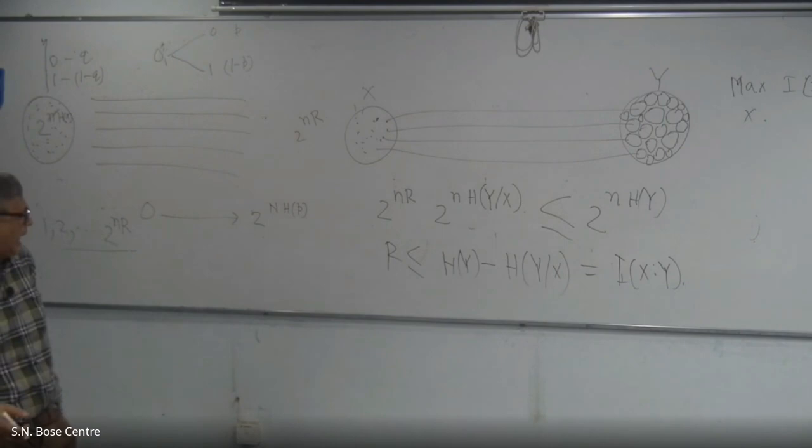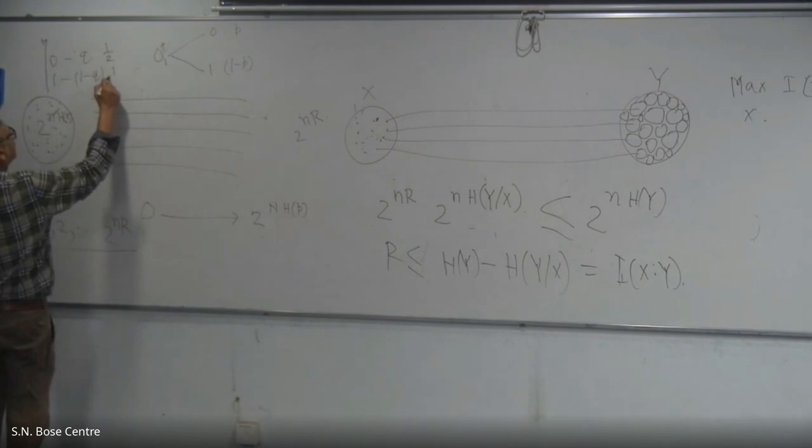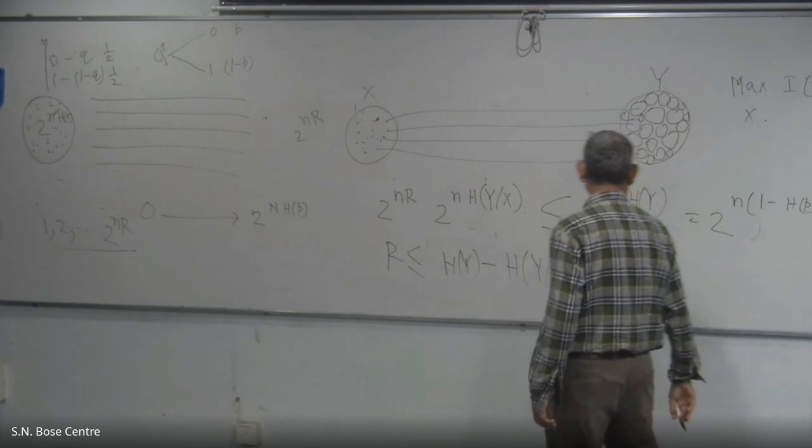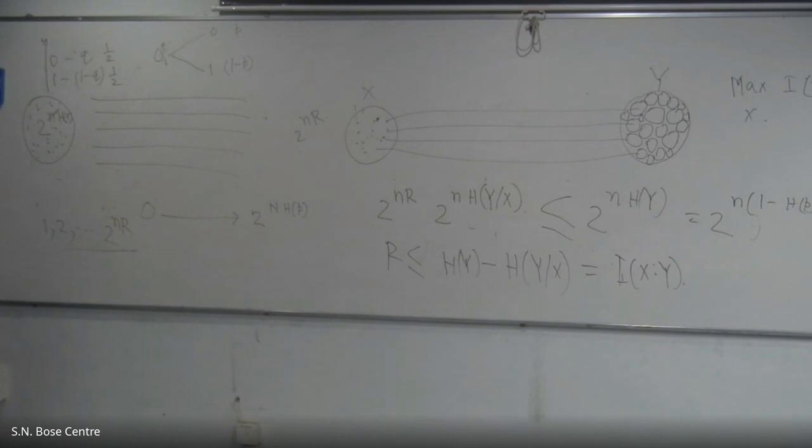And maybe for a binary channel, you will see that if you make it half, then it is the best. Then actually, this quantity will be 2 to the power n times (1 minus h), after maximizing over x, that means maximizing over Q, for a binary channel.